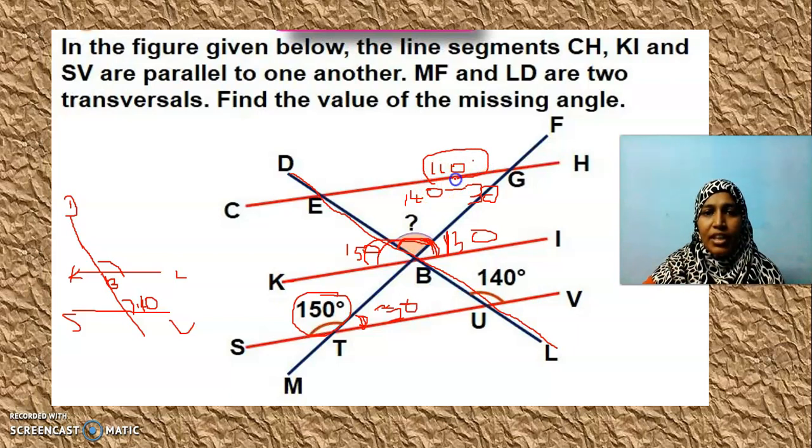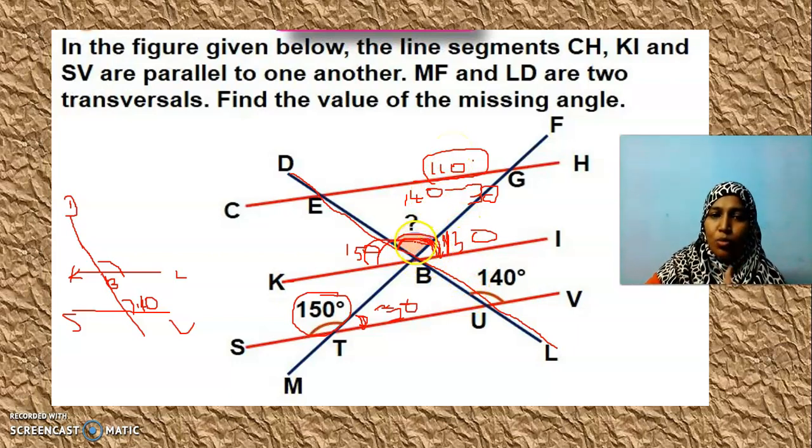This is the final answer. So there is no need of discussing 150 itself. Okay. I just showed you in how many ways we can locate the angles. Our target is to find this whole 140 and the small 30. And if I subtract this, I get 110. Is it clear, children? Only two steps.